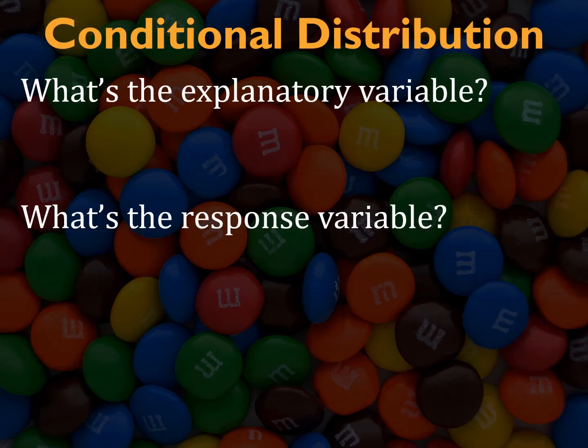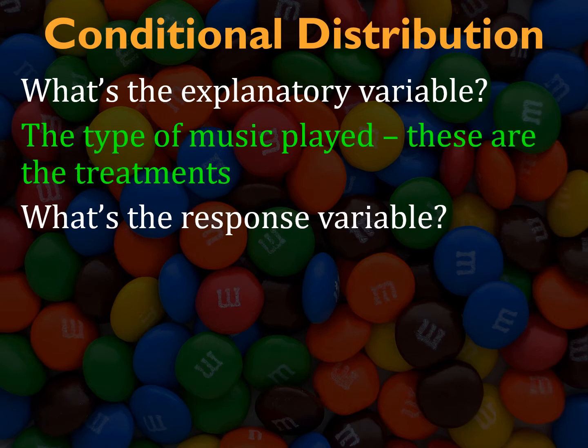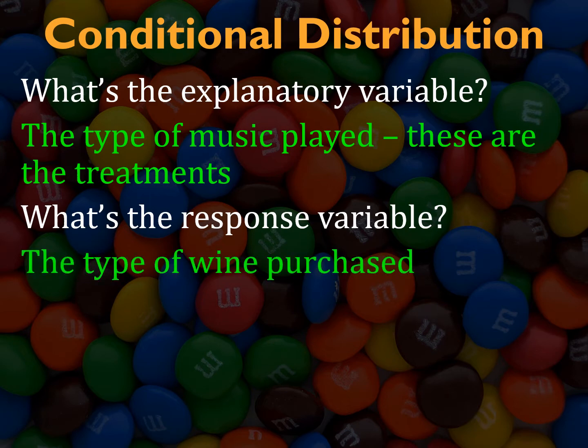So looking at the conditional distribution, what's the explanatory variable? The explanatory variable was the type of music played. Those are the three treatments: no music, French music, and Italian music. What was the response variable? That was the type of wine purchased. That's what we were measuring.